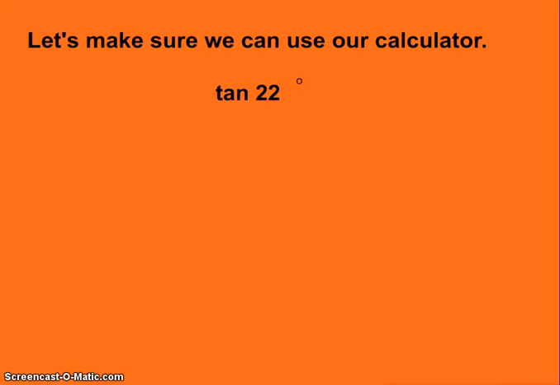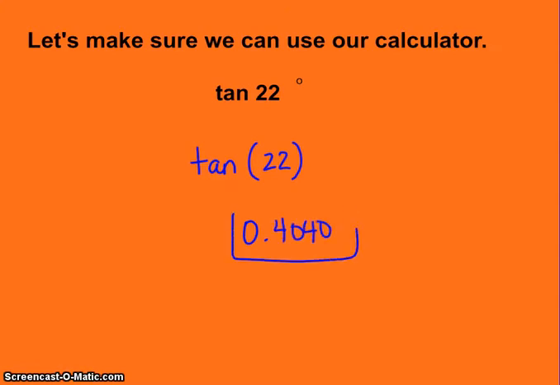Alright, so just as before we used our calculator to find sine and cosine of various angles, you need to do the same with tangent of 22. You're going to hit tan, which then leaves you with tangent and a bracket, 22, close your parentheses, and what you're going to get, you need to round to 4 decimal places. So I got 0.4040.